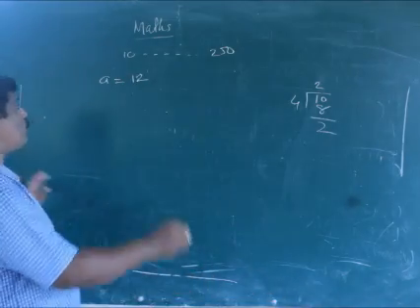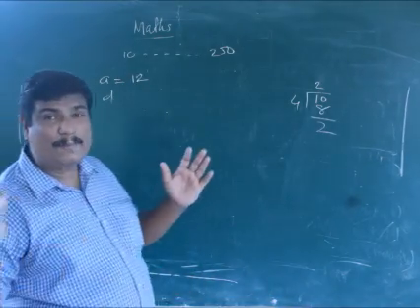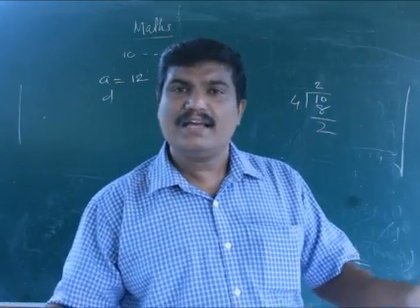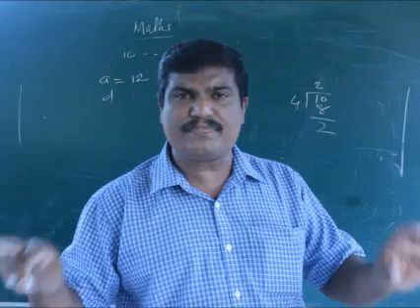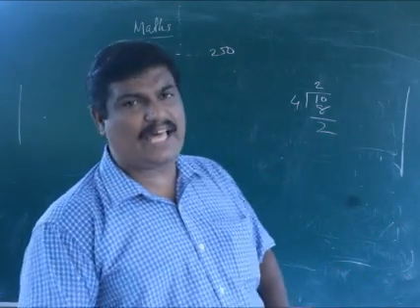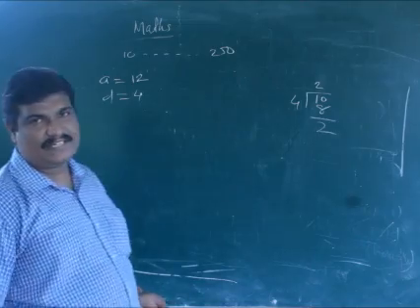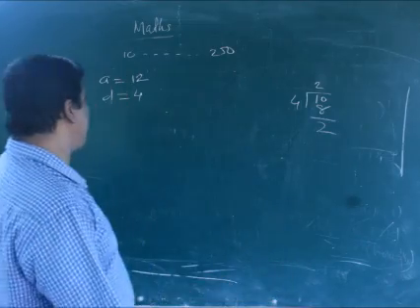Yes. Common difference D. Multiples of 4, what is the common difference? Multiples of 4, common difference 4. 4 added each time. Okay, clear? So common difference D is equal to 4. Then next you find out AN, the last term.